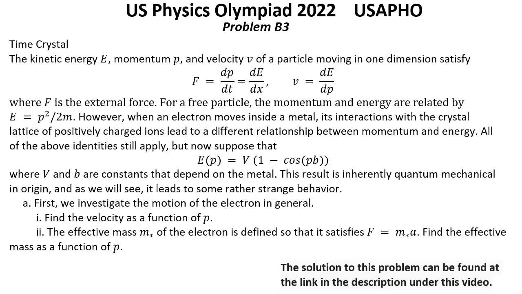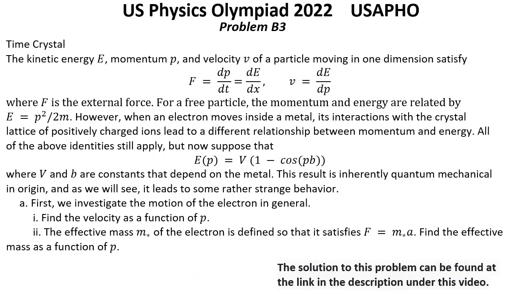F equals dP over dt, which is equal to dE over dx, and V equals dE over dP, where F is the external force. For a free particle, the momentum and energy are related by E equals P squared over 2m.